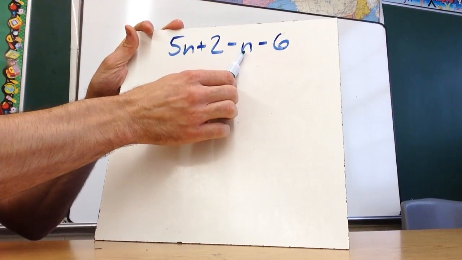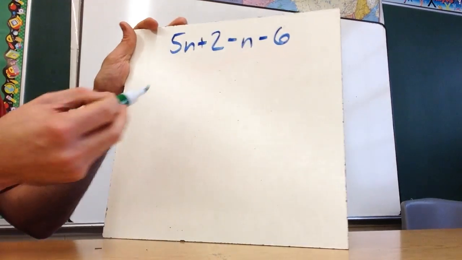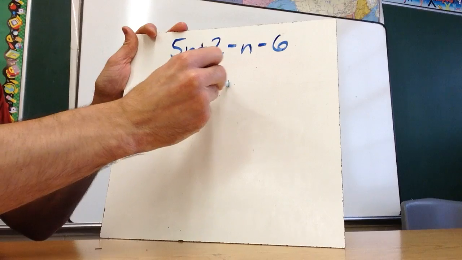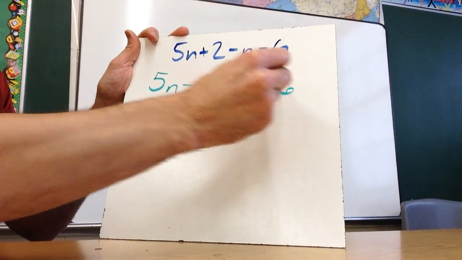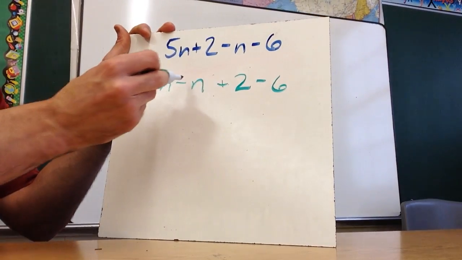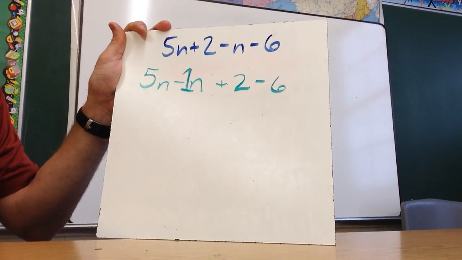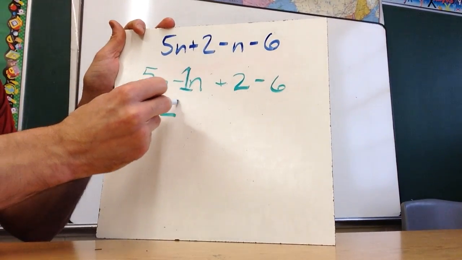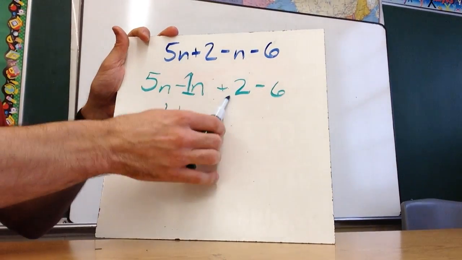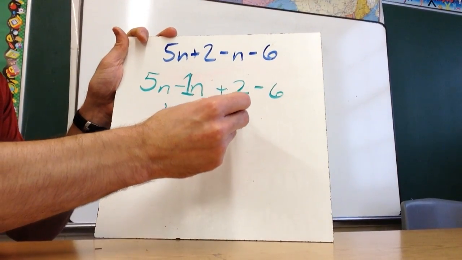This sign is kind of married to the n. It's part of the n. That's because this is a negative 1. So this becomes 5n minus n plus 2 minus 6. Now if I combine like terms, 5n minus n, and remember that there is a 1 that's here, 5n minus 1n is 4n. And then 2 minus 6 is negative 4.